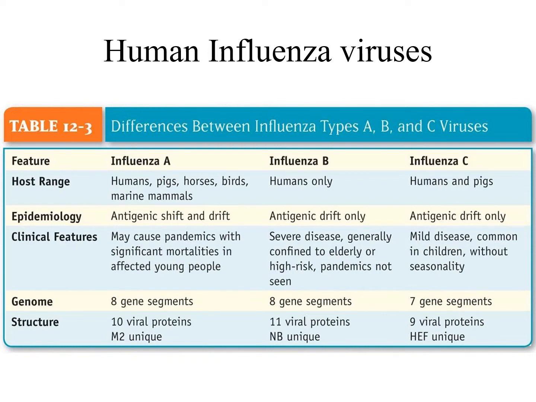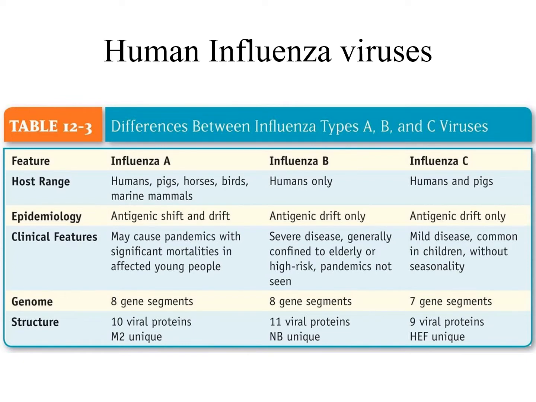Clinical features: influenza A can come as an epidemic and a pandemic, while influenza B might be associated with a mild disease, and the severity of disease increases at the extremes of age, elderly or children, and it's not associated with pandemics. As I said, influenza C usually has a mild disease, and we usually do not talk about it.